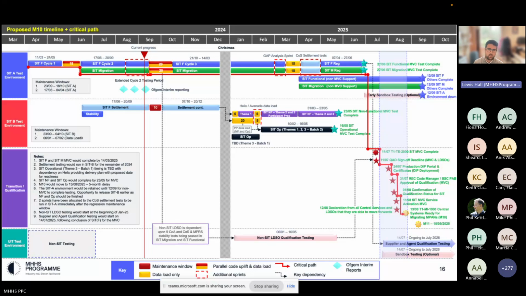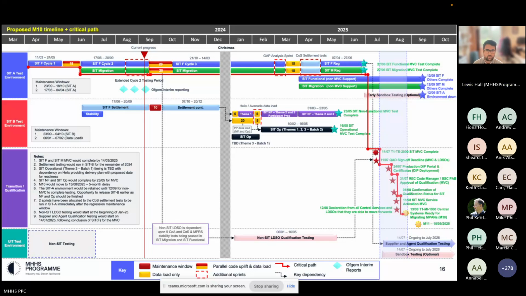With non-SIT LDSO, as I mentioned, we've delayed that now to the start of the new year. We've actually been able to give non-SIT LDSO qualification testing more time. Previously, I think it was a 3-month window. It's now just over 5 months. So there's more time allocated to non-SIT LDSO qualification testing, and also that means it's not on the critical path as well. So there's actually more time between when that testing finishes and when the QAD sign-off is required. So again, it de-risks any concern that non-SIT LDSO would come onto the critical path, which we did have in the current plan.